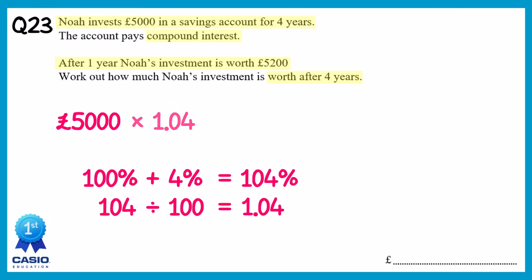So that's what we do. We need to do this 4 times though for the 4 years, so we do it to the power 4. If you type this into your calculator, you'll get this number here. Since this is money, we need to round it to 2 decimal places, so it'll be £5,849.29.